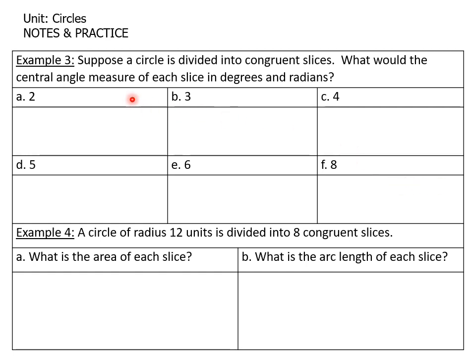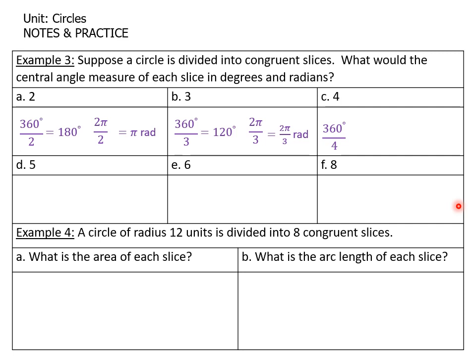Next one. Suppose a circle is divided into congruent slices. What would the central angle measure of each slice be in degrees and radians? 2 slices, well, we just take 360 divided by 2, which is 180. Or we could take 2 pi divided by 2, which is pi radians, would be the central angle. 360 divided by 3 is 120. 2 pi divided by 3 is 2 pi over 3 radians. Divide by 4. 360 over 4 is 90. So that would be 2 pi over 4, which simplifies to pi over 2 radians.